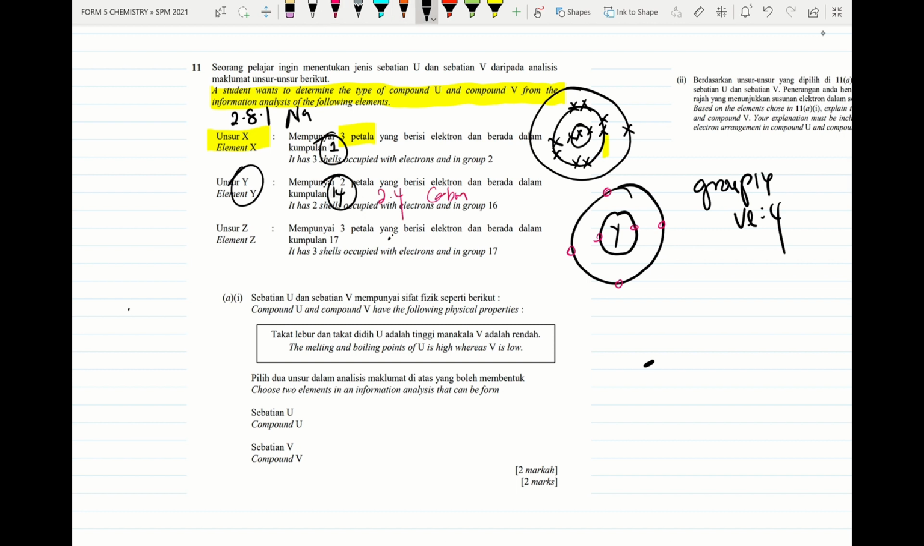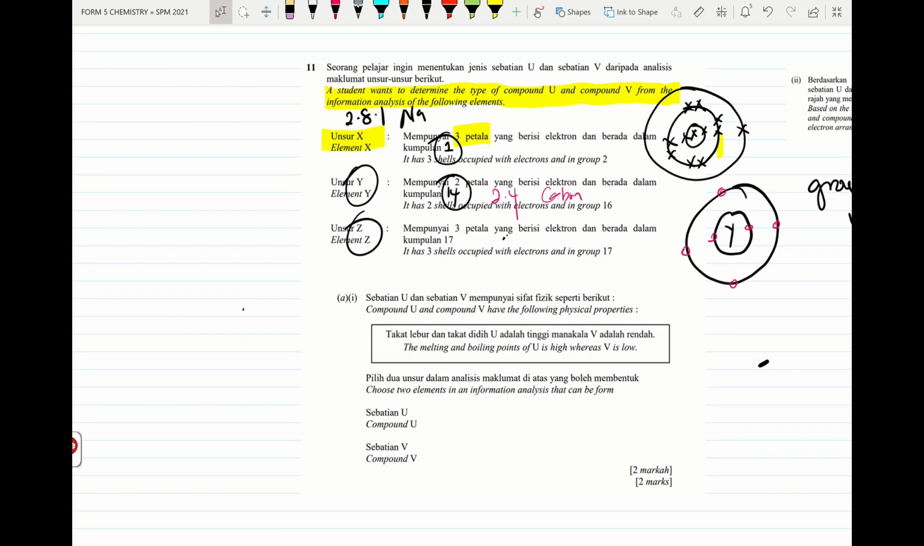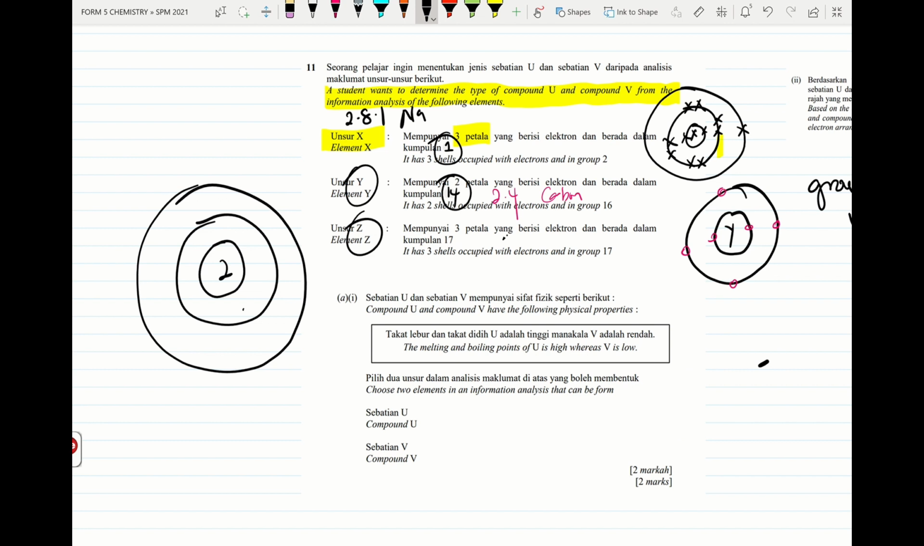Next we try to do element Z. Element Z has 3 shells, so I put here first shell, second shell, and valence shell. It is from group 17. Please remember group 17 has valence electron of 7. So I put here 1, 2, 3, 4, 5, 6, 7. First shell 2 electrons, second shell 8 electrons, valence shell 7 electrons. So this is 2.8.7. This is a chlorine atom.